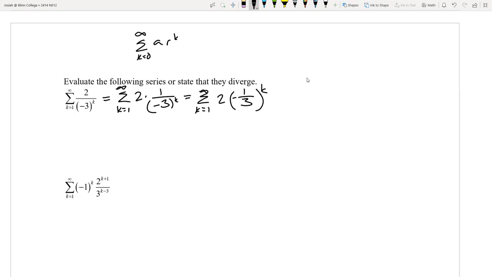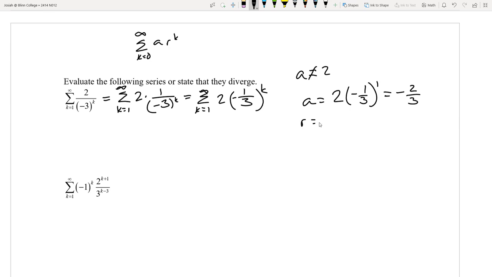So that means that a is not going to be equal to 2 here, because we have this mismatch with our index. What we're going to have to do is plug in our first k value to get what the first term is equal to. It's negative 2/3.